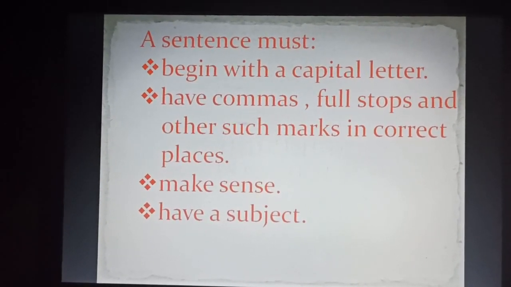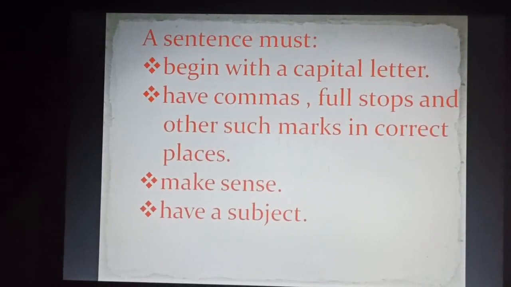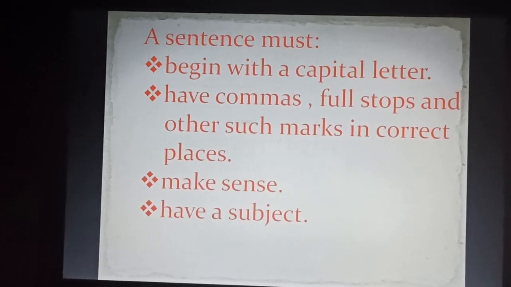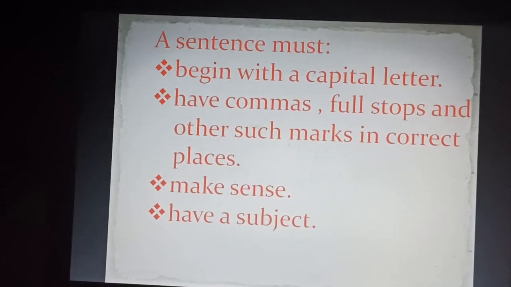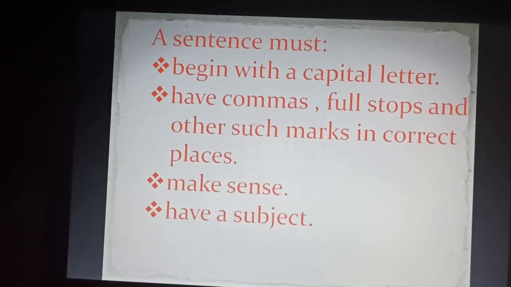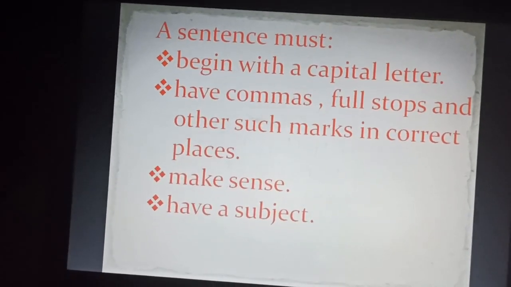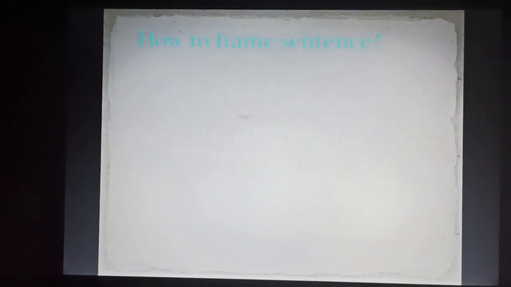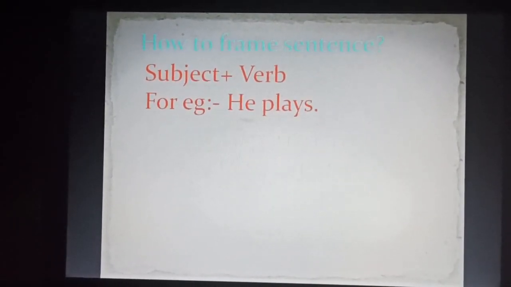The commas, full stop, and other such marks are called punctuation marks. And you have to keep in mind that a sentence must make sense. That means the words which you arrange have a sense. A sentence must have a subject. Now, how to frame a sentence? I will tell you the structure of the sentence.